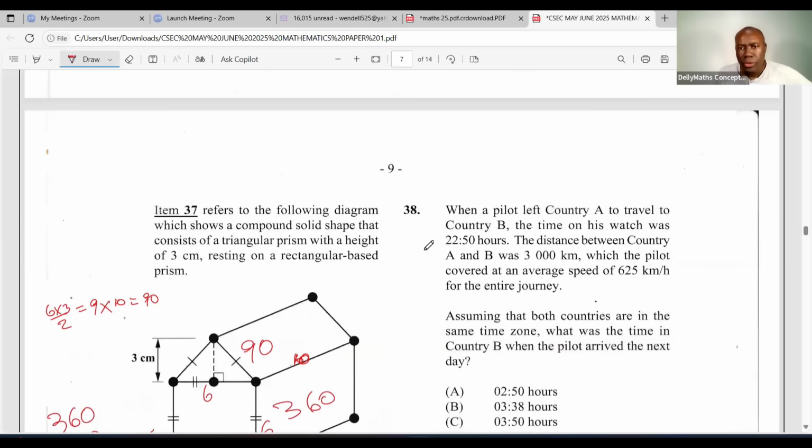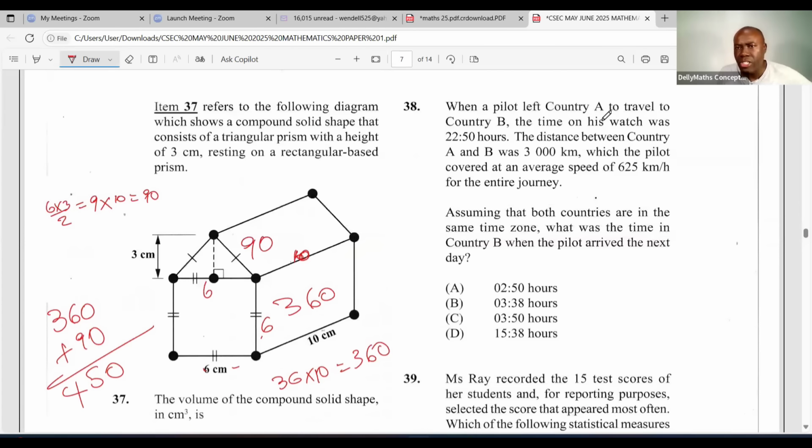38. All right, when a pilot left country A to travel to country B, the time on his watch was 22:50. The distance between country A and B is 3,000. The pilot discovered that the average speed was 625 for the entire journey. Assuming that both countries are in the same time zone, what is the time in country B when the pilot arrives the next day?